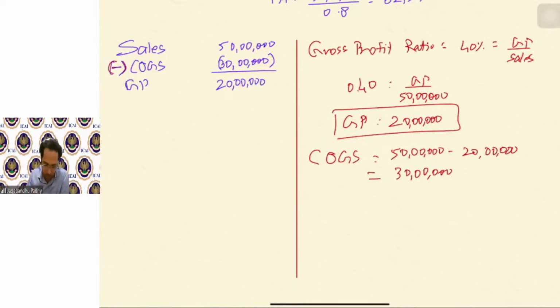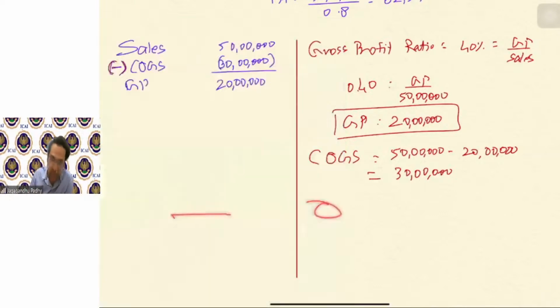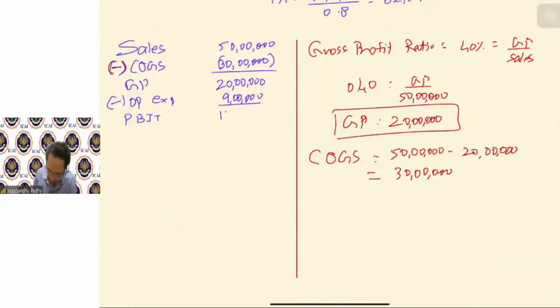Now, from this gross profit, we need to subtract other operating expenses also, which is given in the question. Operating expense excluding interest is 9 lakhs. Right? So let us subtract that. Less operating expenses 9 lakh. This will give you profit before interest and tax, which is 11 lakh.